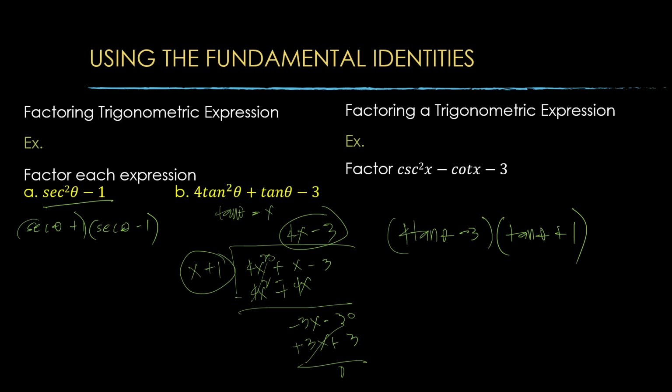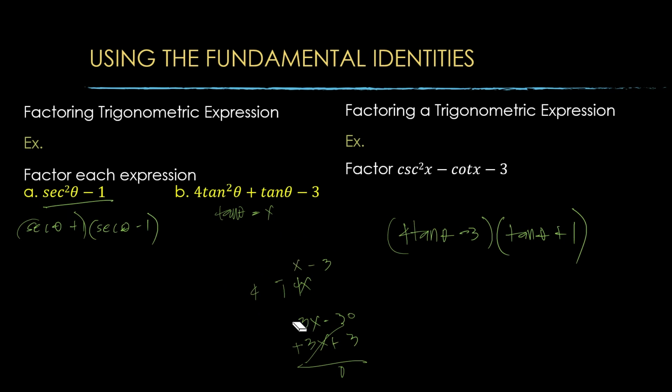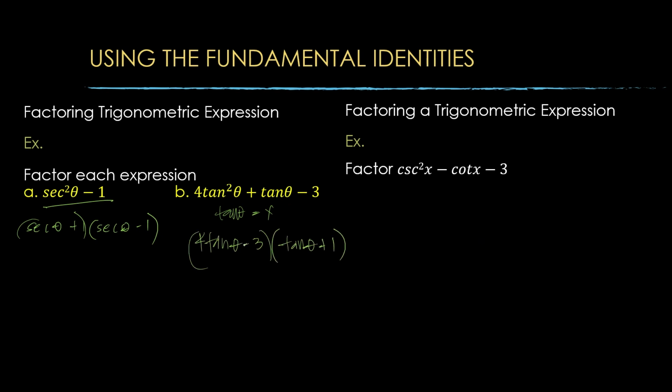Okay? Algebra. That's how you do it. Again, algebra. So that's how you factor this expression. And the next one, we're given this expression right here: cosecant x squared minus cotangent of x minus 3. How do we factor out this expression?